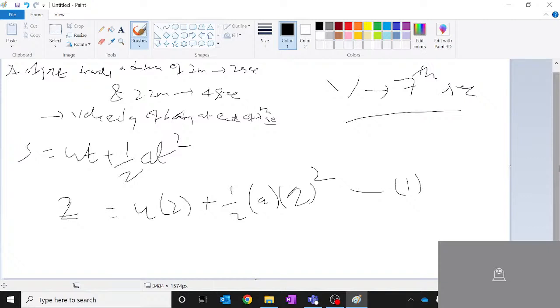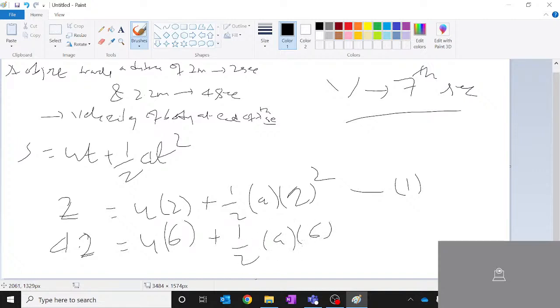In the first 2 seconds it has traveled 2 meters. In the next 4 seconds, it has traveled 2.2 meters. So you are going to talk about the distance covered in 6 seconds. That means in 6 seconds it has traveled 4.2, which is u into the total time, 2 plus 4, that is 6 seconds, plus half into a into 6 square. Correct? This is your second equation.